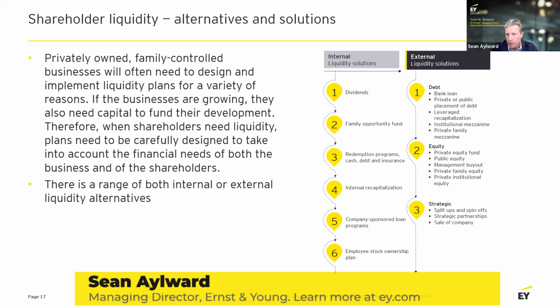The first is dividends, right? That's the first one that everybody goes to. It's the easiest of comparisons to other publicly traded companies, right? You can look at the S&P 500, see what the dividend payout ratio is.